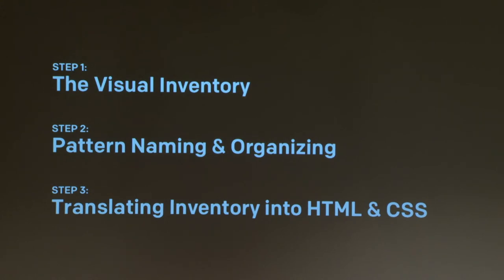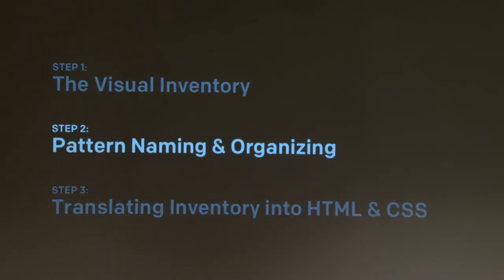There's a lot of research and writing out there about how to manage the creation of a visual inventory of all your design patterns. And also, as you've seen, there's a significant amount of software out there to automatically create a style guide or a pattern library. But I would actually argue that the most important step of this process is the one that we talk about the least, which is the second step. The clear naming and organization of all the patterns in your design system.